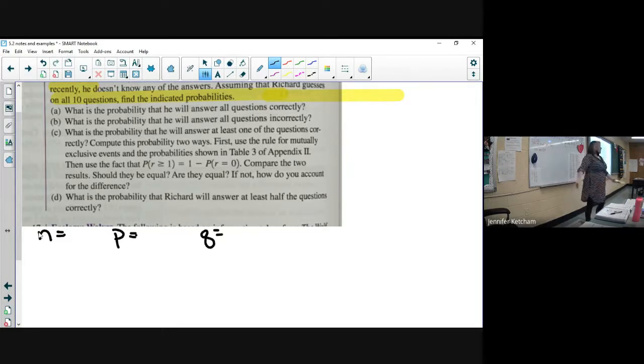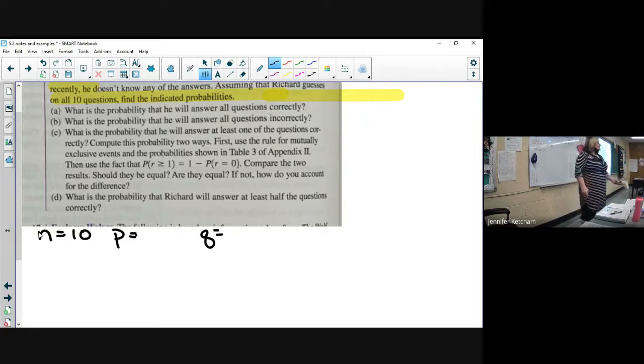So N is what? What does N stand for? Exactly, the number of trials, right? So in this case, our number of trials is the number of questions, which is what? 10. So that's your N.